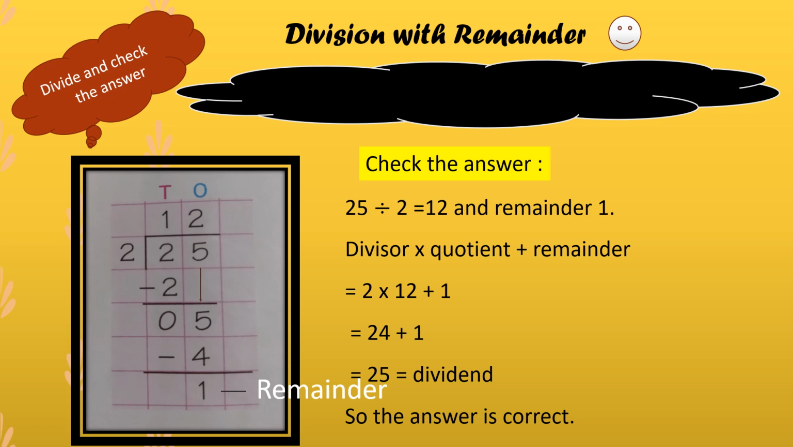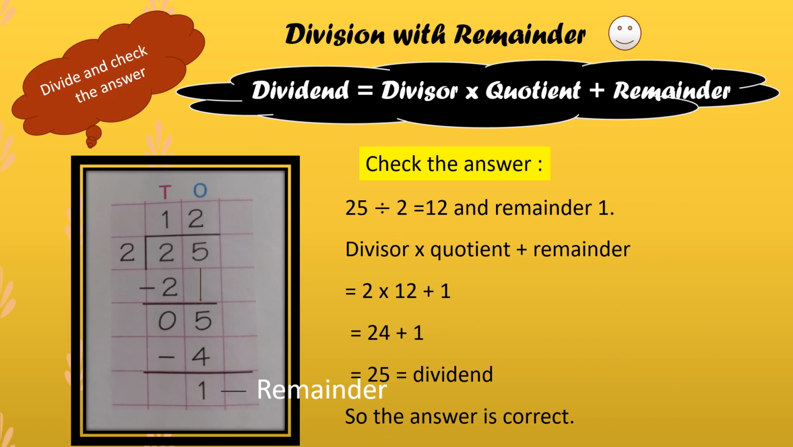Okay. Now let's see how to check the answer. Means whether we have solved this question correctly or not. So we have one formula with which we can check our answer. See, here is the formula. Dividend is equal to divisor multiplied by quotient plus remainder. Yes, when we put our values in this formula, we can find out. Okay, let's see how to check.